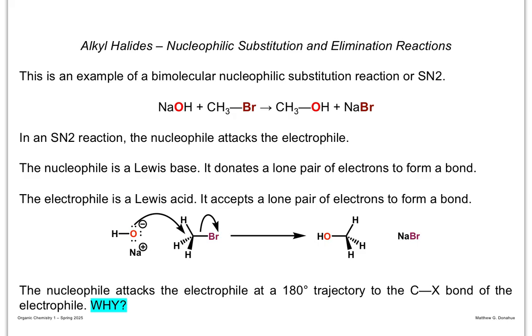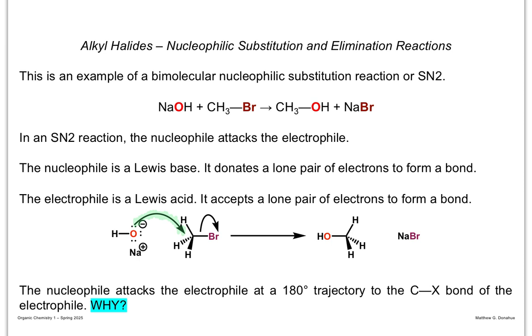So bimolecular nucleophilic substitution reaction. So we call this just SN2. In the SN2 reaction, the nucleophile attacks the electrophile. And so I'll highlight that with the arrows down below. So I'll do that in green. The sodium hydroxide has 3 lone pairs. Overall, the oxygen's formally negative. That arrow is indicating the movement of 1 lone pair or 2 electrons.